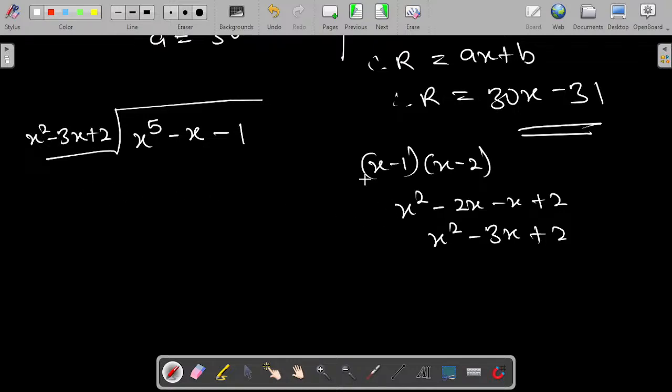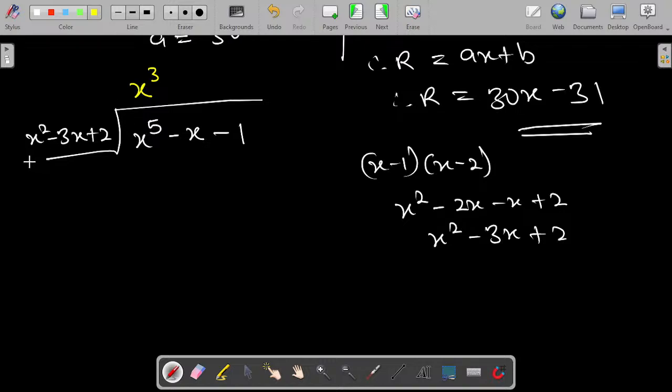Okay, so remember that in doing this division, we are going to use only x squared to divide. Alright, so let's start. So if x squared divides x raised to power 5, what are you going to get? You will get x raised to power 3. And now, x raised to power 3 will multiply through. You know how we do it.